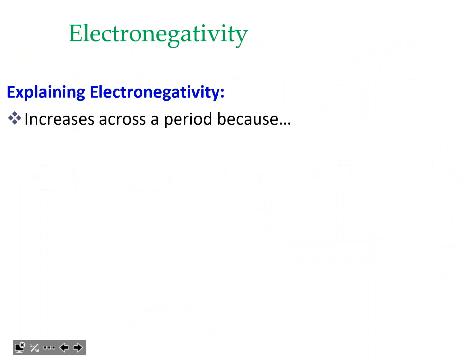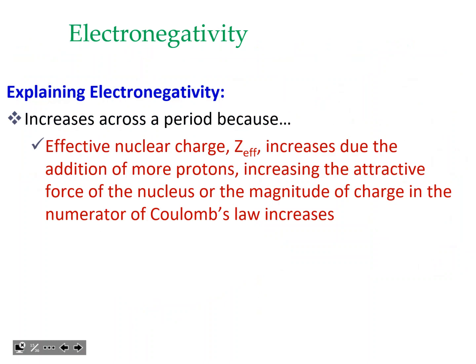Increases across a period. Effective nuclear charge increases due to the addition of more protons, increasing the attractive force of the nucleus, the magnitude of charge. The numerator of Coulomb's law increases, if you want to think about it in terms of Coulomb's law. And like I said, this is a lot of review even from our periodic trends notes.